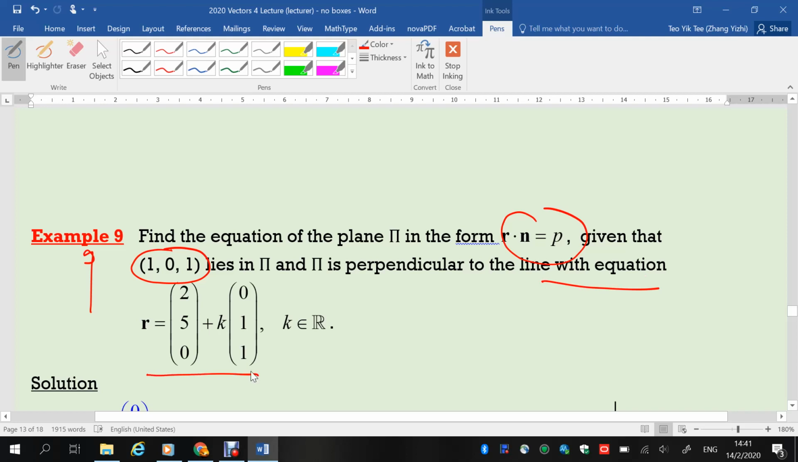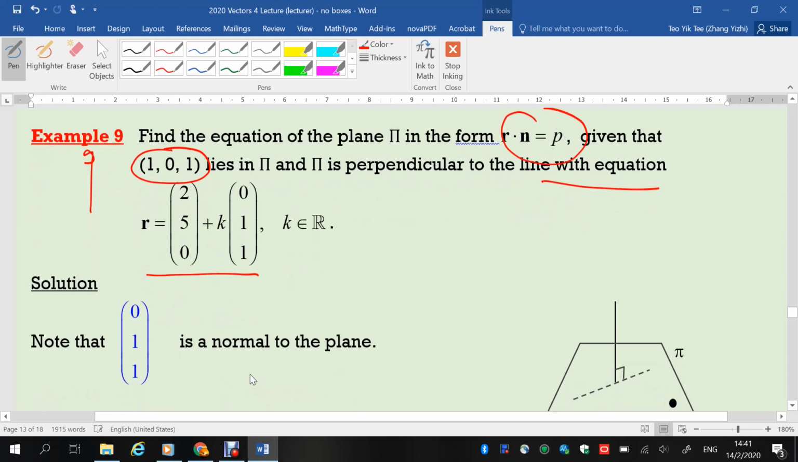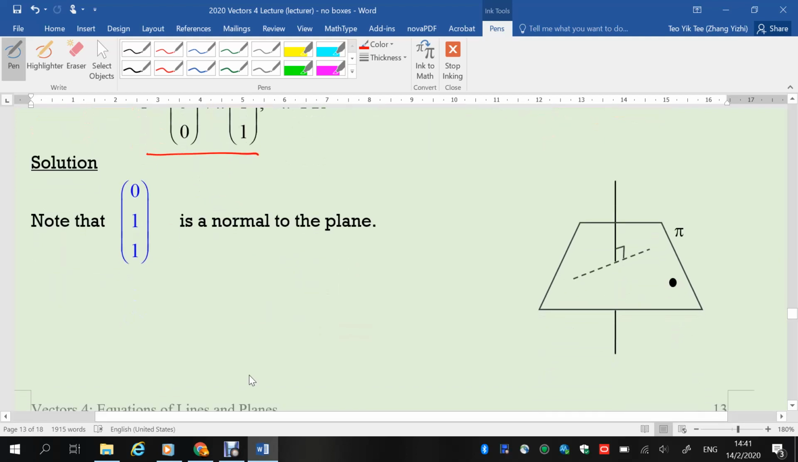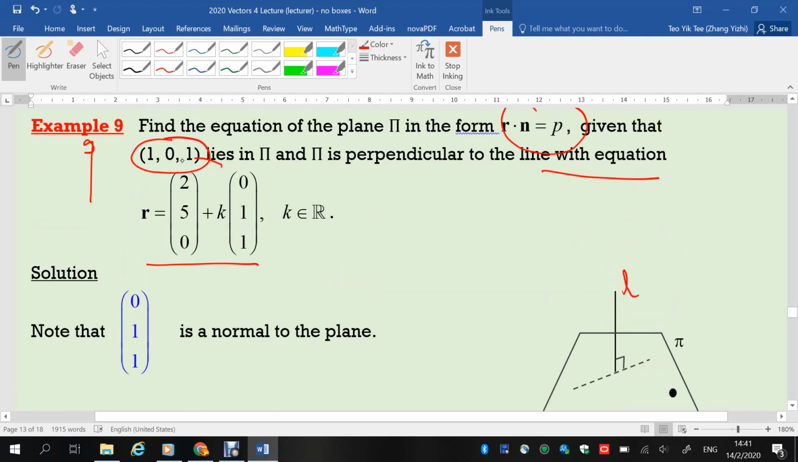So this scenario is not so easy to visualize. You need to draw so that you can see things clearly. So draw in everything that you want. Okay, you're supposed to find the equation of plane. This plane pi is perpendicular to the line with equation. So this is your plane pi. This is your line L. This line L refers to this one. Okay, this is the line L.